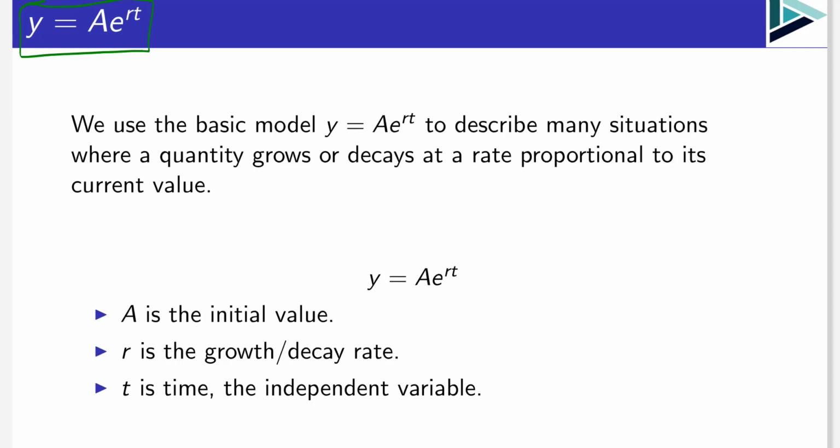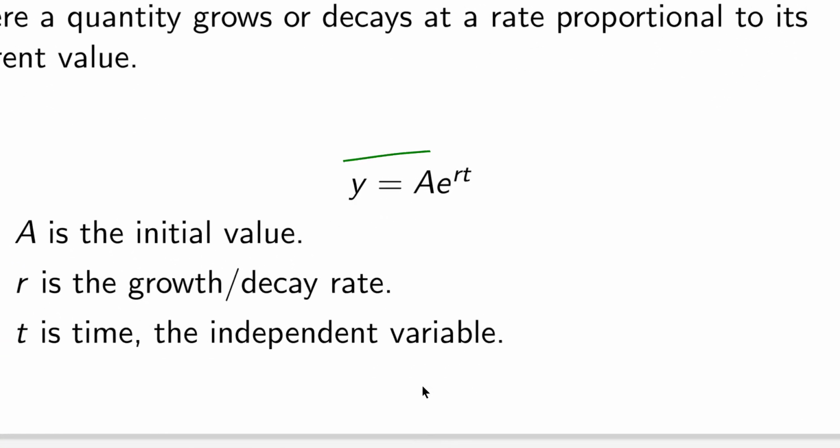So we use the basic model y equals ae to the rt to describe many situations where a quantity grows or decays at a rate proportional to its current value. And we've already talked about this. This means that the bigger it is, the faster it grows, or if it's decaying, the smaller the value is, the slower it decays.